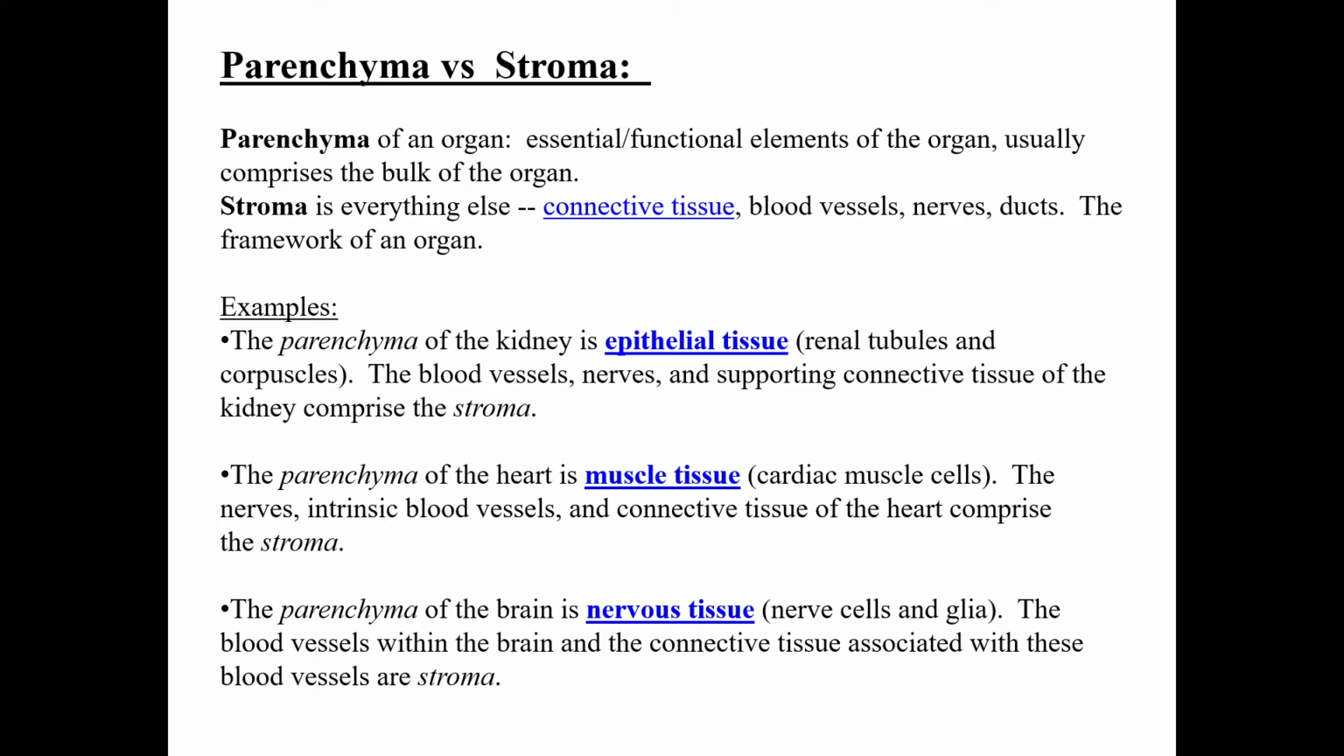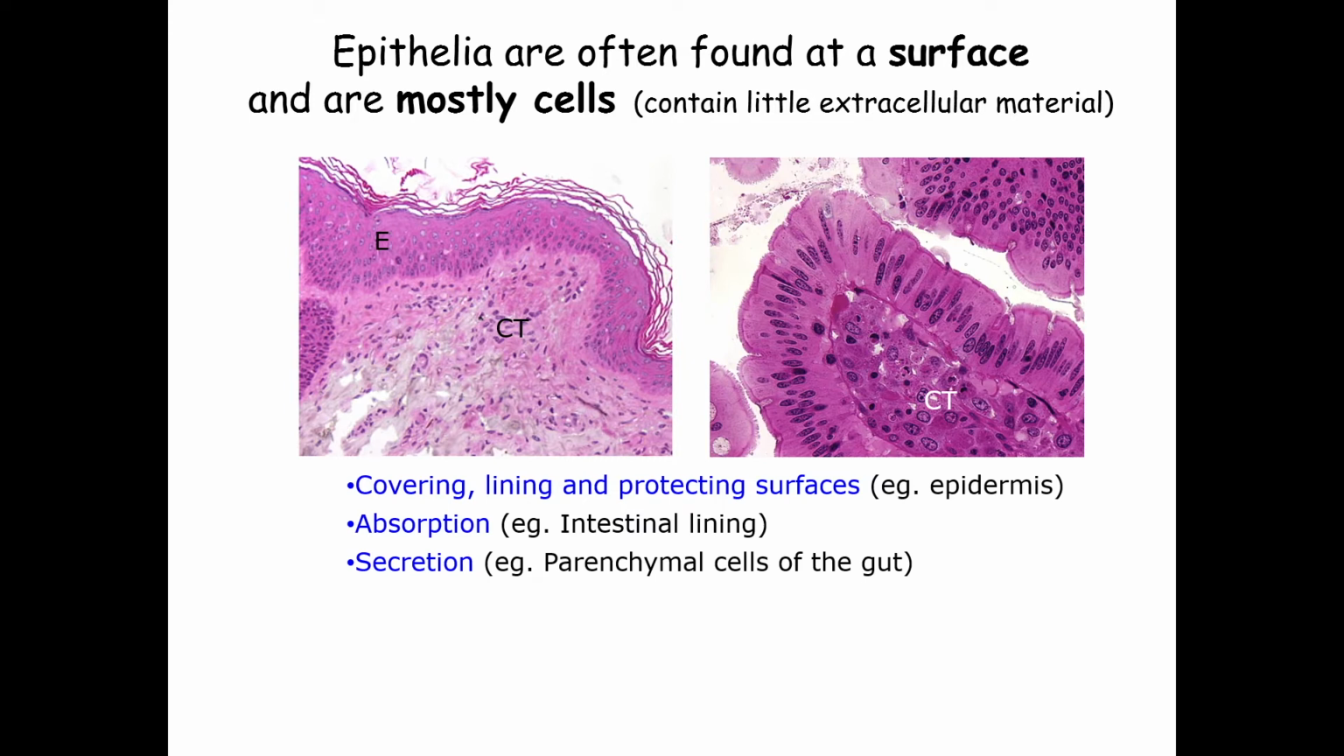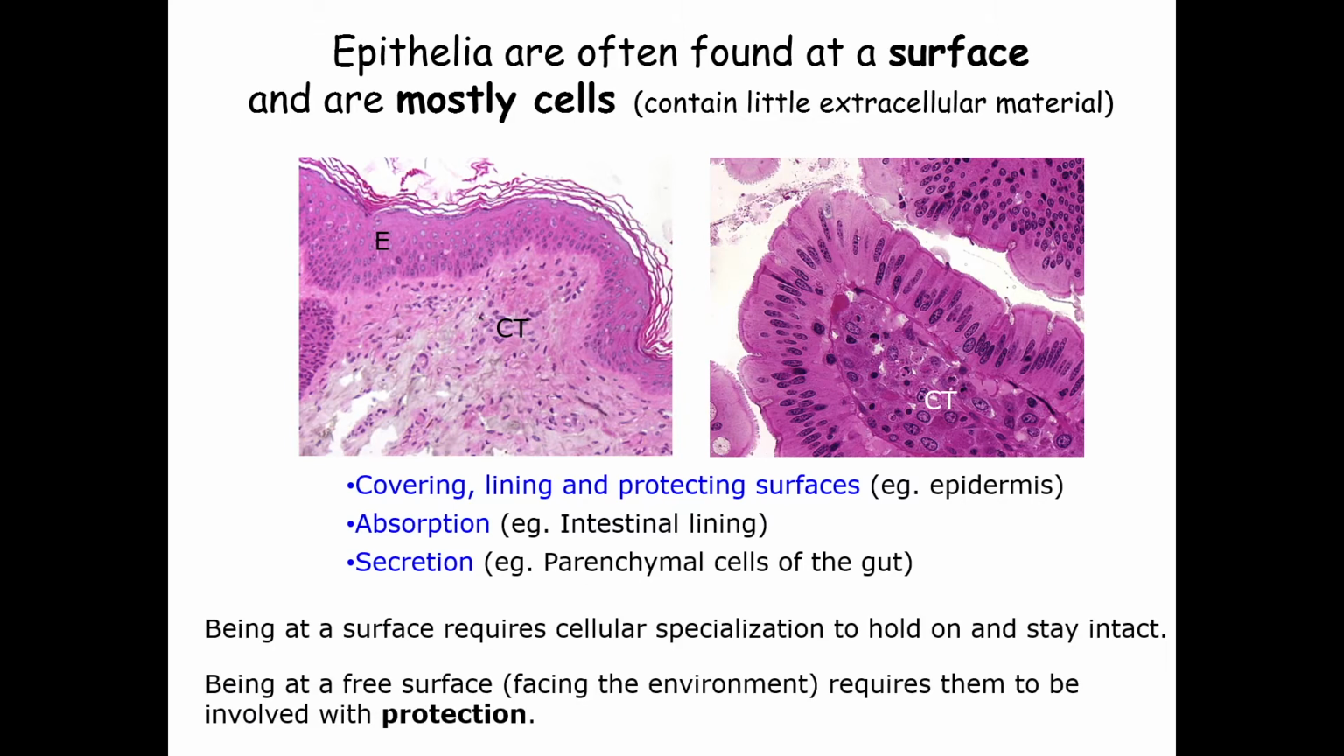First, we need to understand what epithelial tissues are and why they are important. Epithelia line all external and internal surfaces of the body, and everything that enters or leaves an organ must cross some type of epithelium. The main functions of epithelial tissues are protection, absorption, and secretion. And since these are often at a free surface, epithelia are specialized to hold on and stay intact. We'll talk about how that works shortly.